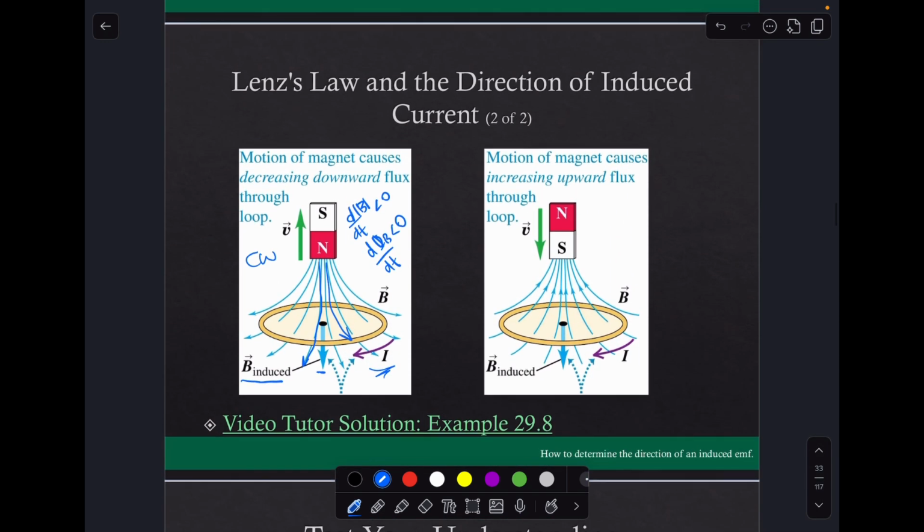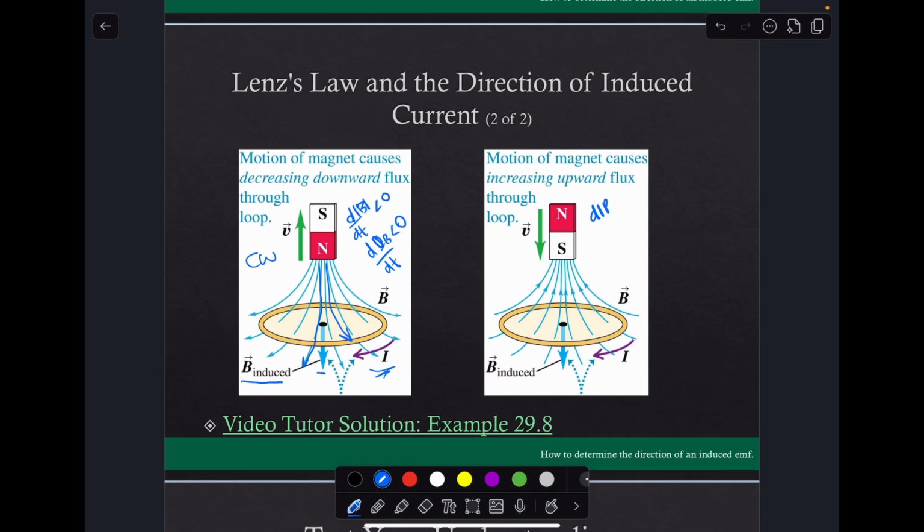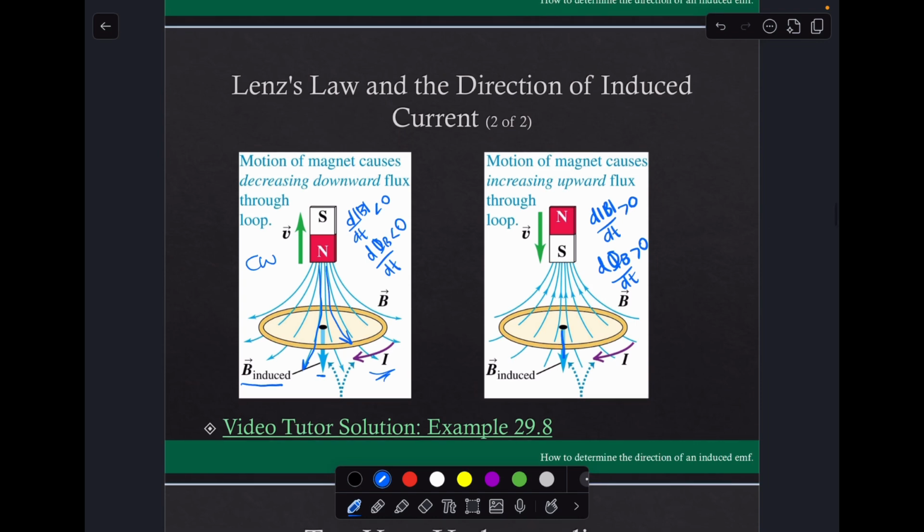And then finally, South Pole pointing down, velocity towards the coil. So the magnitude increases. Flux is increasing. To oppose the increasing flux, the induced magnetic field should point in the opposite direction as the B field. So then we put our thumb in the direction of B induced, and we see that our fingers are going clockwise. Okay? So that's applying Lenz's law.